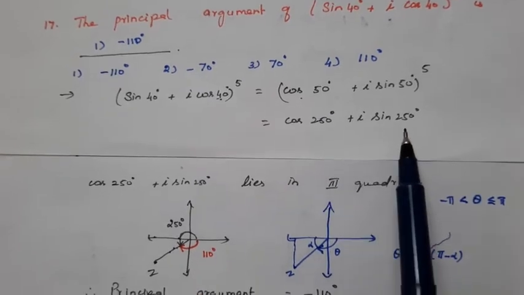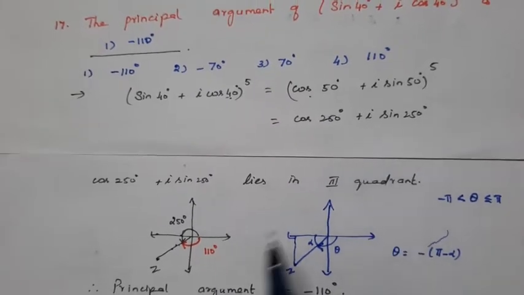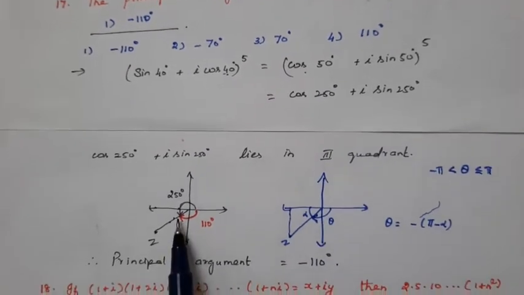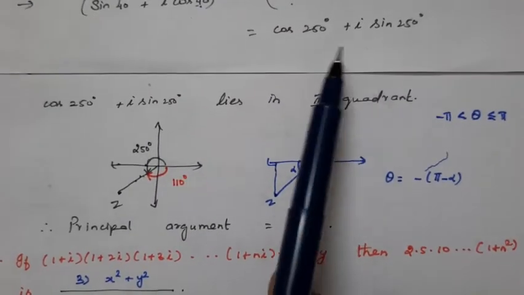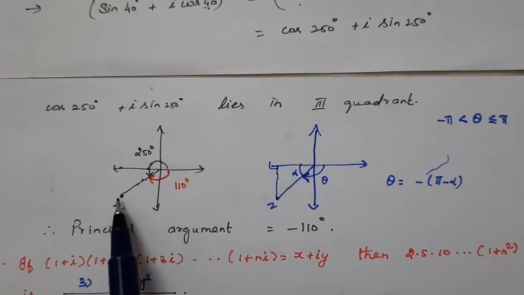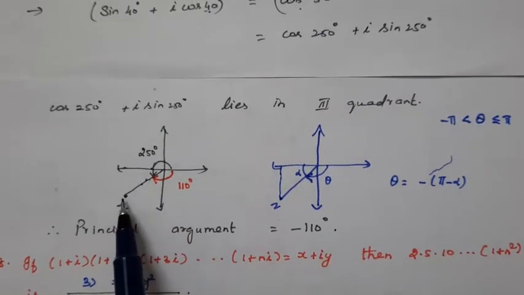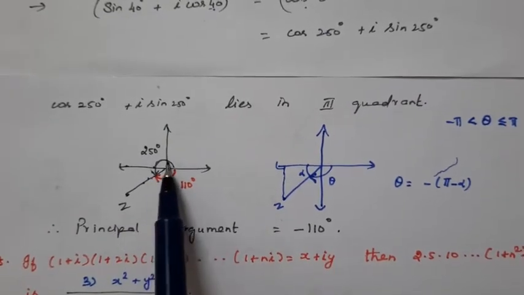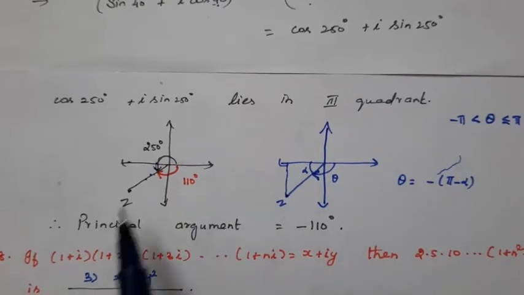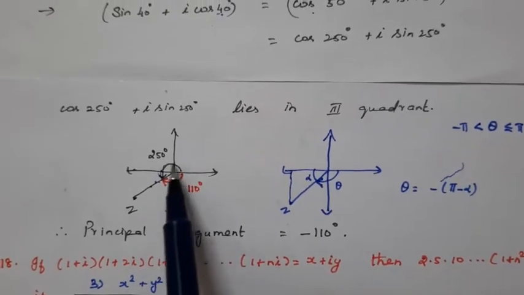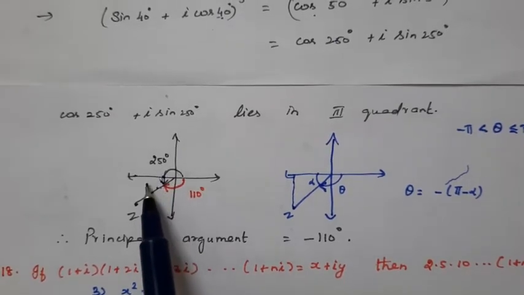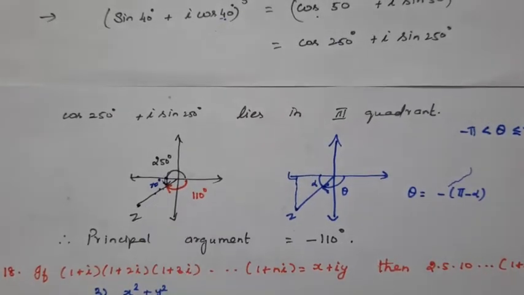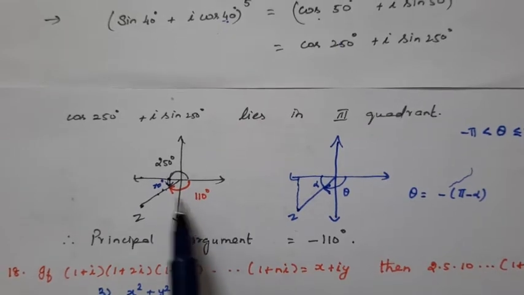Cos 250 plus i sin 250 means this complex number lies in which quadrant? Third quadrant, because 250 is greater than 180 and less than 270. So if you take this as Z, it lies in the third quadrant, and this is angle 250. Now 250 means 180 plus something, and this will be nothing but 250 minus 180. So this angle is nothing but 70 degree, and the remaining will be 110.